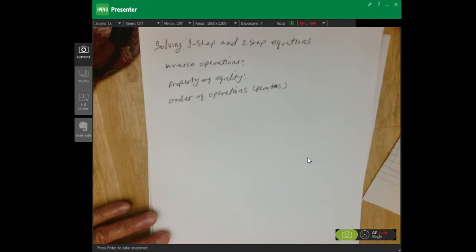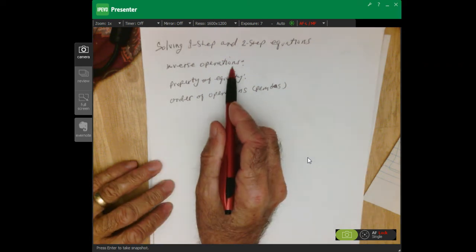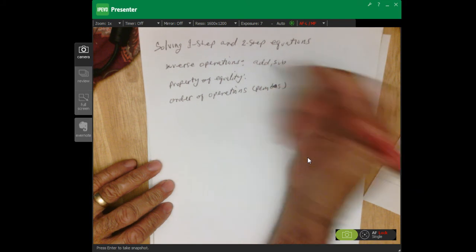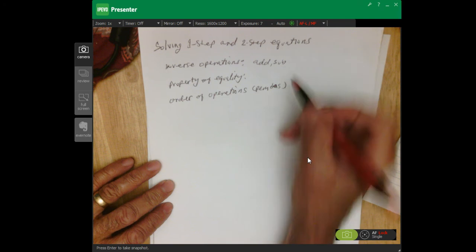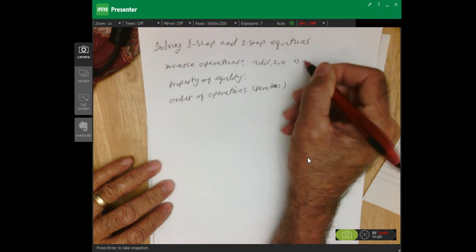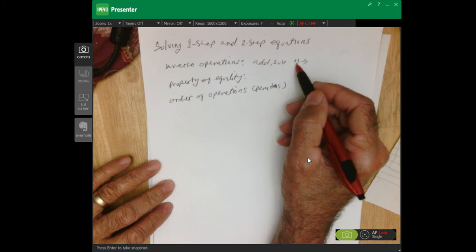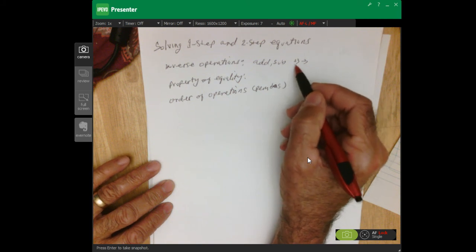Okay, we're going to solve 1 and 2 step equations. And there are 3 things that I want to focus on. One of them is the idea of inverse operations. So adding and subtracting, okay, they cancel each other out, right? Basically, that is what happens. So we have a positive 3, negative 3. These are inverse operations. If it's the same number, then they're considered to be the additive inverses.